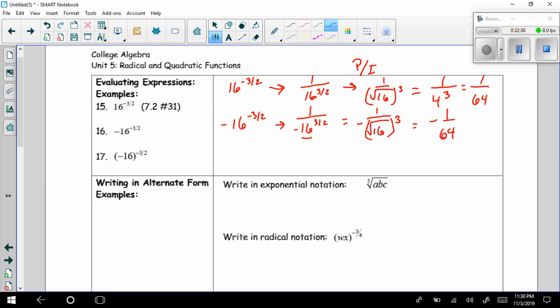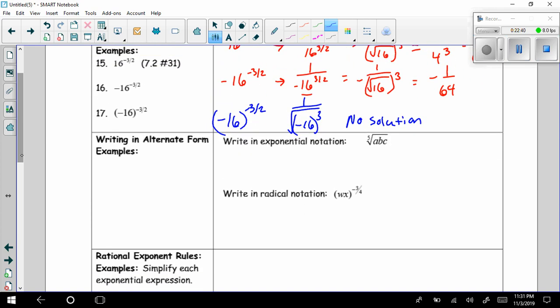Where in this very last one, you are taking the square root of a negative 16 to the third. And because of the negative, underneath an even root, it's just going to be no solution. Okay.